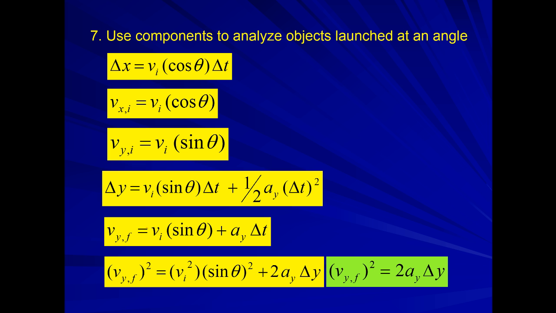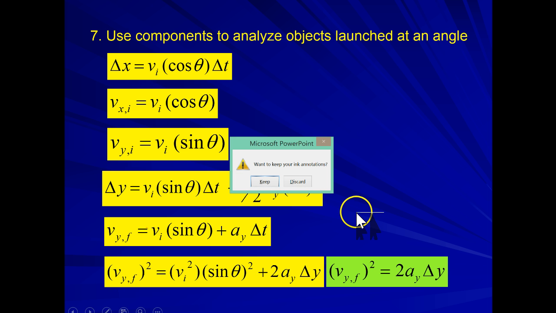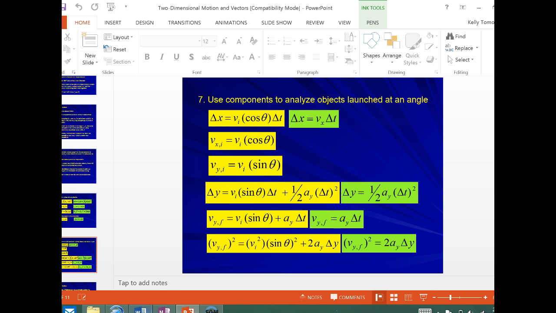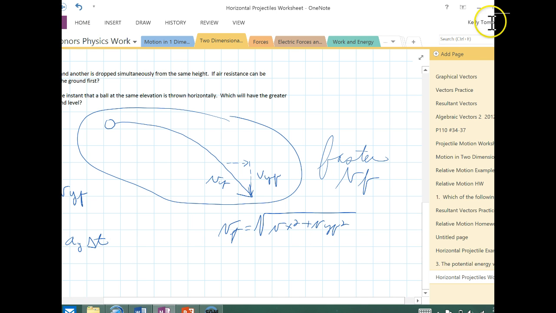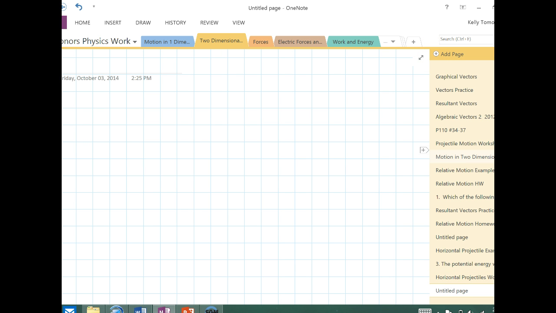All right, so let's go to OneNote. And let's grab a new page.